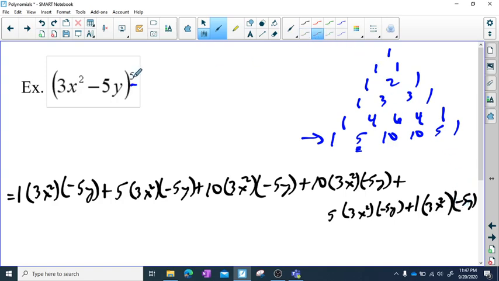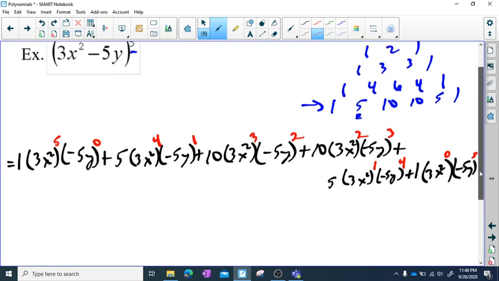Exponents. Because it's to the 5th power, we start out 5 and 0. Remember, the first one decreases, the other one increases by 1 each time. 4 and 1, 3 and 2, 2 and 3, 1 and 4, 0 and 5. As a little check, these two always have to add up to that exponent. If this was a 7, for example, this would have to be like 5 and 2, 4 and 3, 3 and 4, 6 and 1, 1 and 6. They have to combine to give you that exponent.